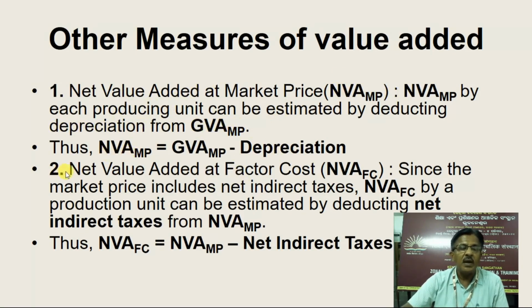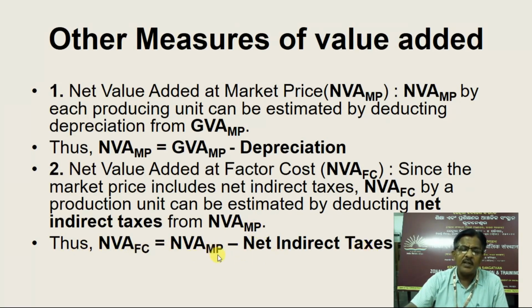The second measure of value added is net value added at factor cost, NVAFC. Since the market price includes net indirect taxes, NVAFC by a production unit can be estimated by deducting net indirect taxes from NVAMP, that is net value added at market price. Thus NVAFC is equal to NVAMP minus net indirect taxes.